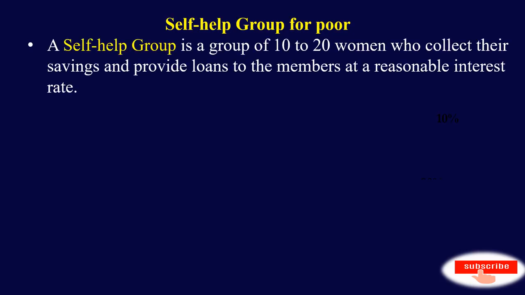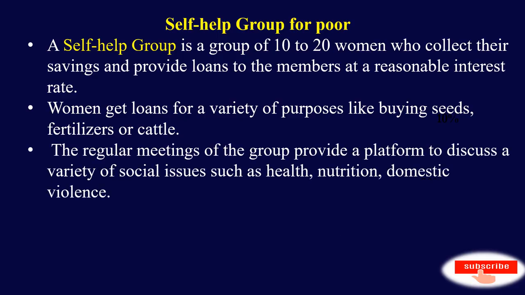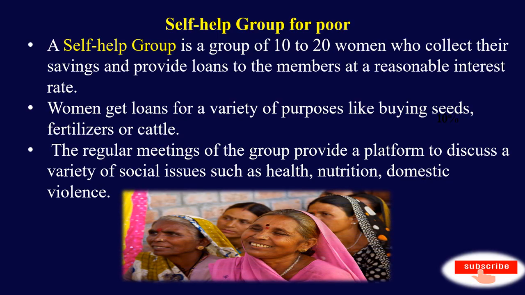Self-help group for the poor. A self-help group is a group of 10 to 20 women who collect their savings and provide loans to the members at a reasonable interest rate. They get loans for a variety of purposes like buying seeds, fertilizers or cattle. And the regular meetings of the group provide a platform to discuss a variety of social issues such as health, nutrition, domestic violence. Women can discuss these issues and can find the solution.